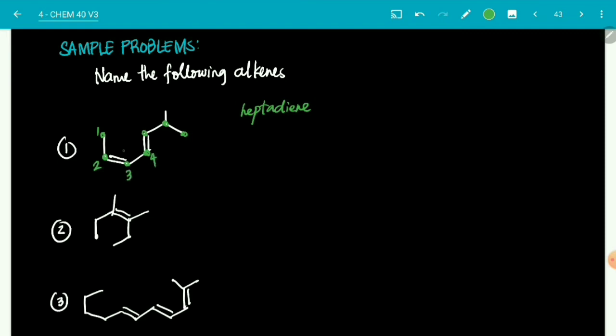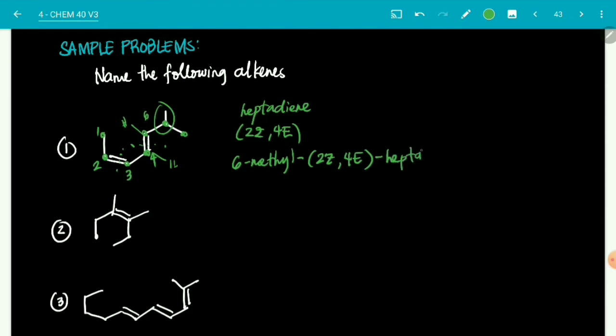So, tingnan muna natin yung carbon 2. So, carbon 2, that is 2Z. Kasi, yung priorities nila ay nasa same side. Okay? Yung sa 4 naman, 4. So, pag tinignan natin yung number 4, okay, H dito, nasa opposite, so 4E. Okay? So, the rest are substituents. So, meron tayong 6-methyl. Okay? So, 6-methyl, okay, 2Z, 4E, heptadiene. So, that's for number 1.